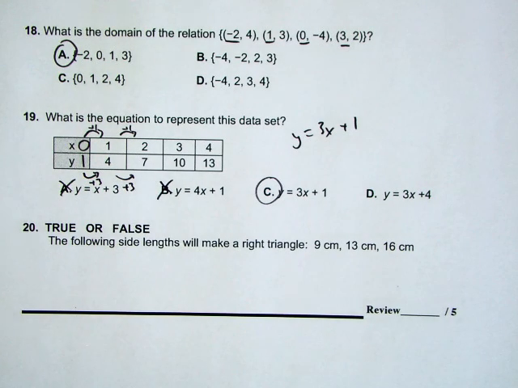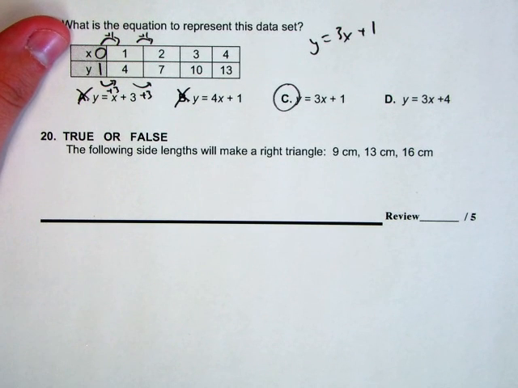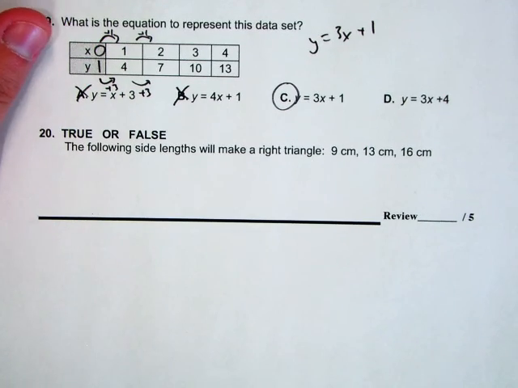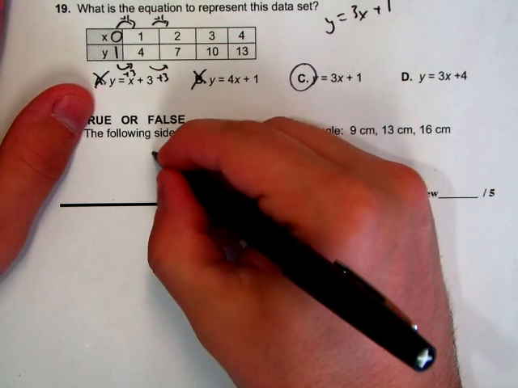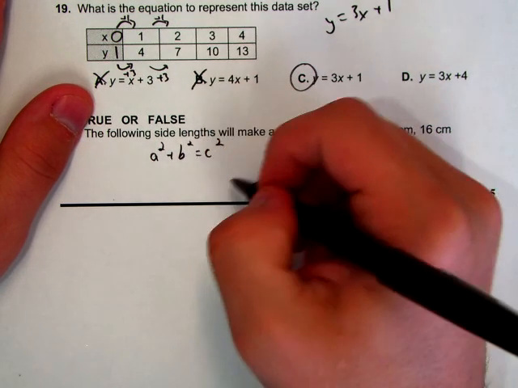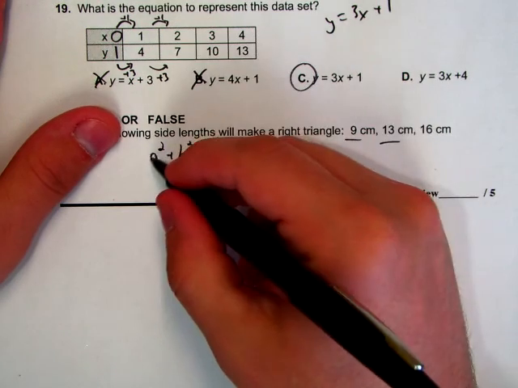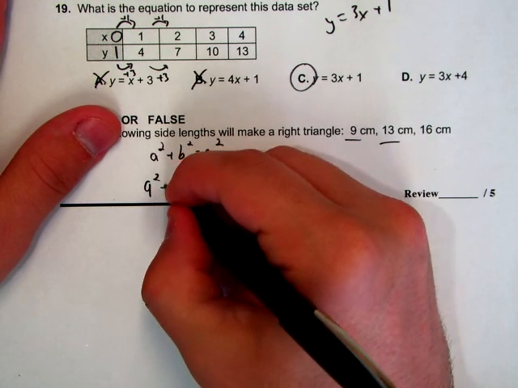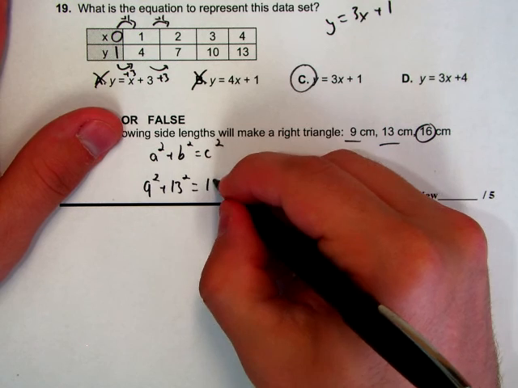And number 20. This is a problem from our most previous final. The following side lengths will make a right triangle. 9 centimeters, 13 centimeters, 16 centimeters. True or false? Well, we have to use the Pythagorean theorem. We have to see if those 3 side lengths make this equation true. So the 9 and 13 get in place of the A and B. So this is 9 squared and 13 squared. And then 16 goes in for C.